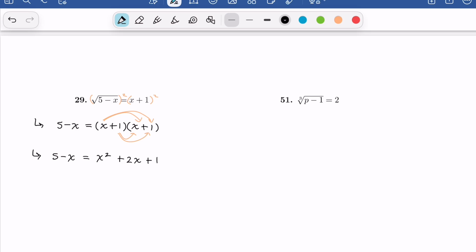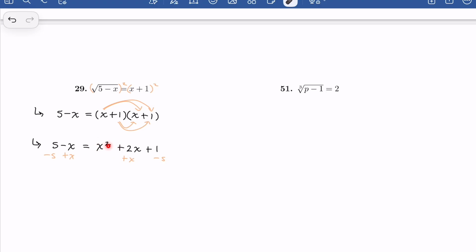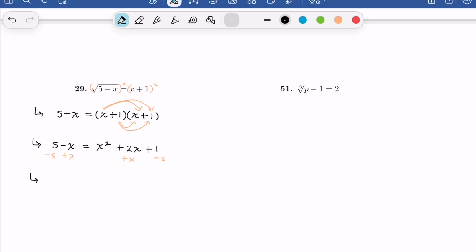All right, now from here, like I said, we want to combine like terms. So what I'm going to do is add x on both sides of the equation and subtract 5 on both sides of the equation. The reason being is because we have an x squared here, so this tells me we're dealing with a quadratic equation, and we know how to solve a quadratic equation by factoring. So once we factor, we then want to use our zero factor property. So in order to do that, I need to make sure that one side of my equation is equal to 0. I'm going to get 0 is equal to x squared plus 3x minus 4.